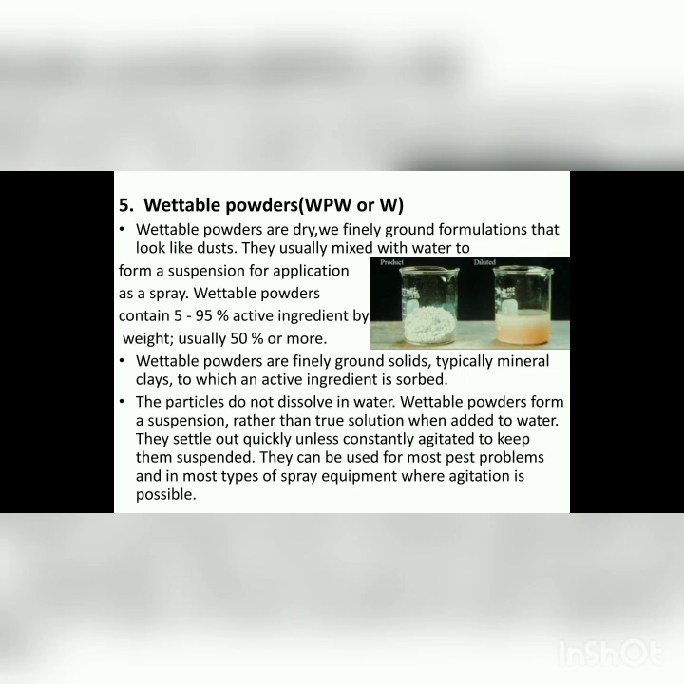The particles do not dissolve in water. Wettable powders form a suspension rather than a true solution when added to water. They settle out quickly unless constantly agitated to keep them suspended. They can be used for most pest problems and in most types of spray equipment where agitation is possible.